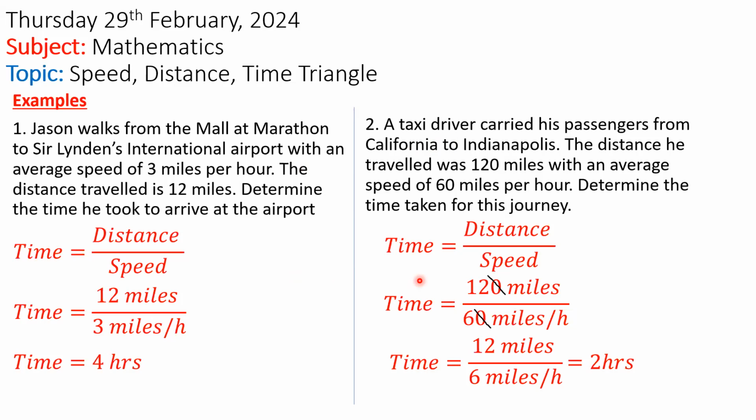A taxi driver carried his passengers from California to Indianapolis. The distance he traveled was 120 miles with an average speed of 60 miles per hour. Determine the time taken for this journey.